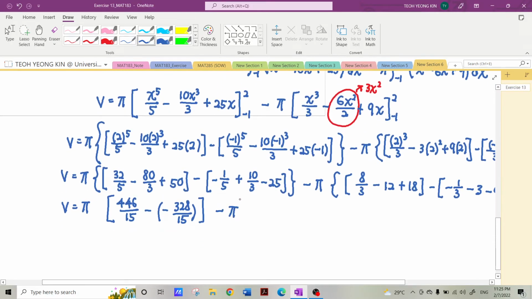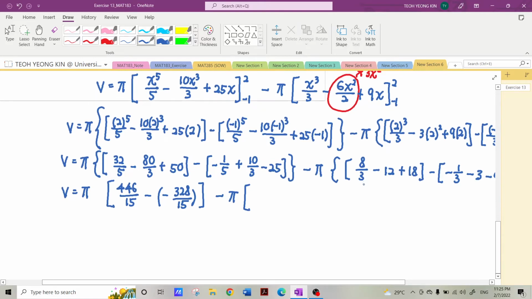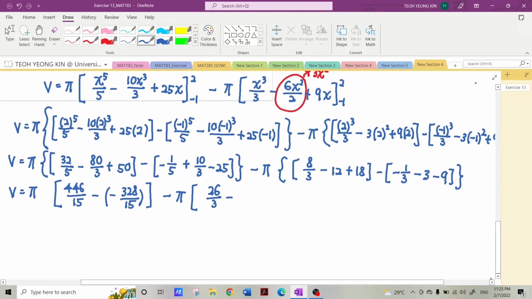minus pi. Then we calculate this part, 8 over 3 minus 12 plus 18. So this part first is 26 over 3 minus, the second part is -1 over 3 minus 3 minus 9. So this is -37 over 3.